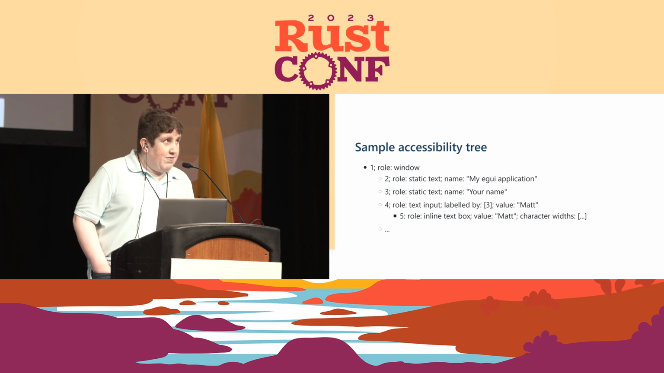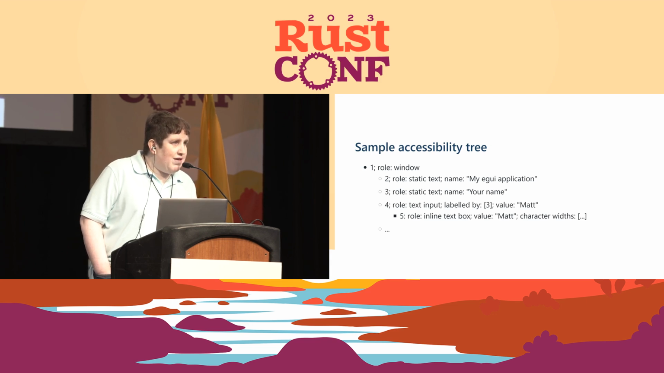And here we have an example accessibility tree, well, a partial example loosely based on the eGUI application from the first demo. The root node is the window itself. Then we have a static text, which is the title of my eGUI application at the top of the window. Note that's distinct from the title bar of the window. That is, by default, handled by the platform. Then we have the label for the your name text input control. And the relationship between the label and the control is indicated by the labeled by property on the control itself.